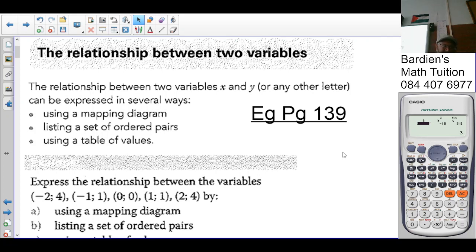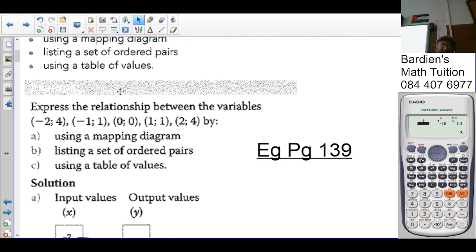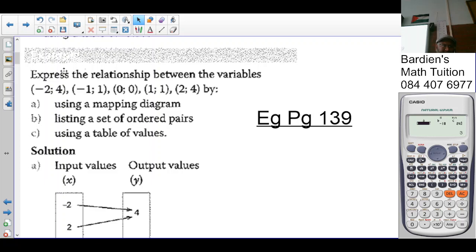Okay. So the relationship between two variables x and y, or any other letter, can be expressed in several ways: using mapping diagrams, listing a set of ordered pairs, and using a table of values. I remember when we drew straight lines, there were two methods you could have used, or three actually. The two that we really looked at were the table method and the dual intercept method, not so? So they confirm here that there are three ways, mapping as well. We didn't do mapping yet, you'll see an example of that now.